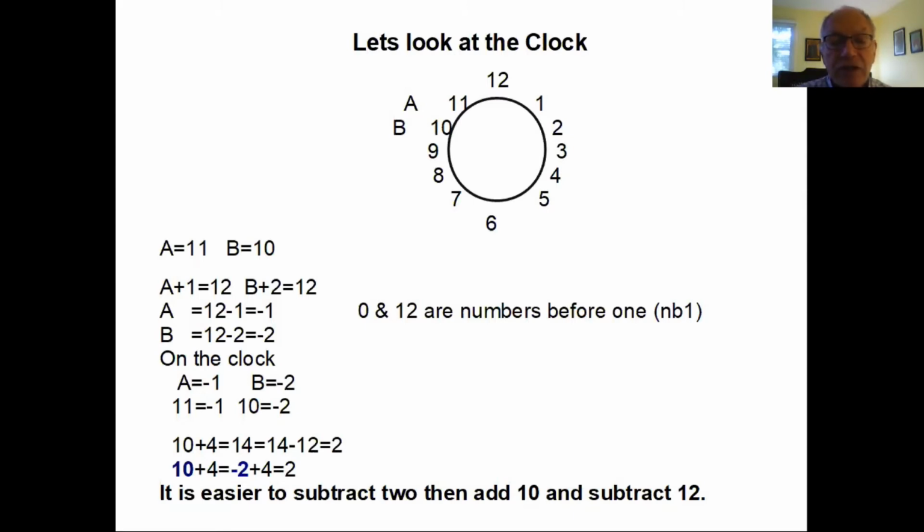Using our definition of the number before 1, we would define that as -1 and -2. Well, 11 occupies the same place as -1, and 10 occupies the same place as -2. Let's see what happens when we add 10 to 4. We get 14, and we subtract 12 and discover that's 2. But we could also put in -2 for 10, and 4 take away 2 is 2. It's easier to subtract 2 than add 10 and subtract 12.